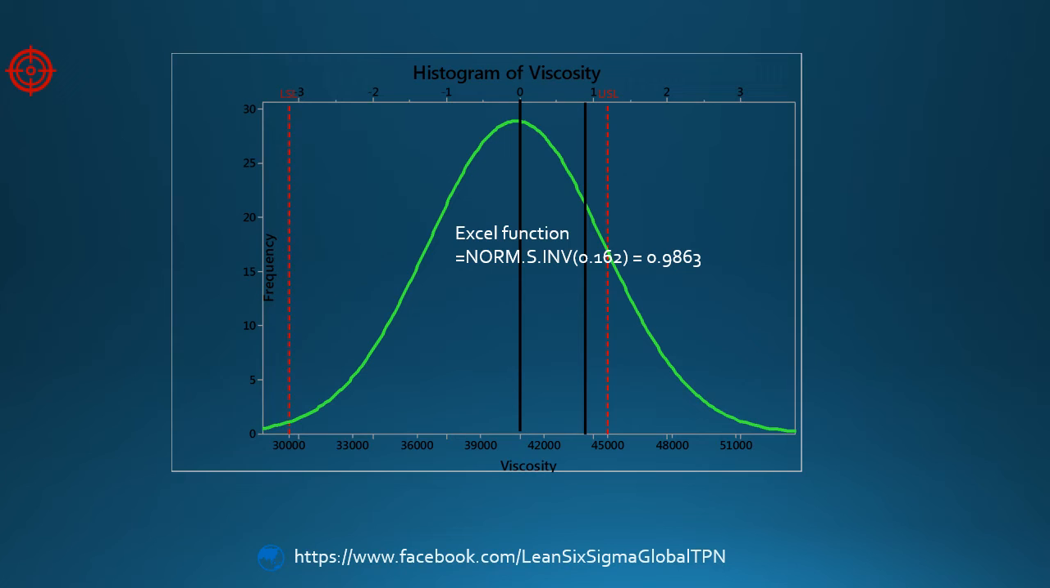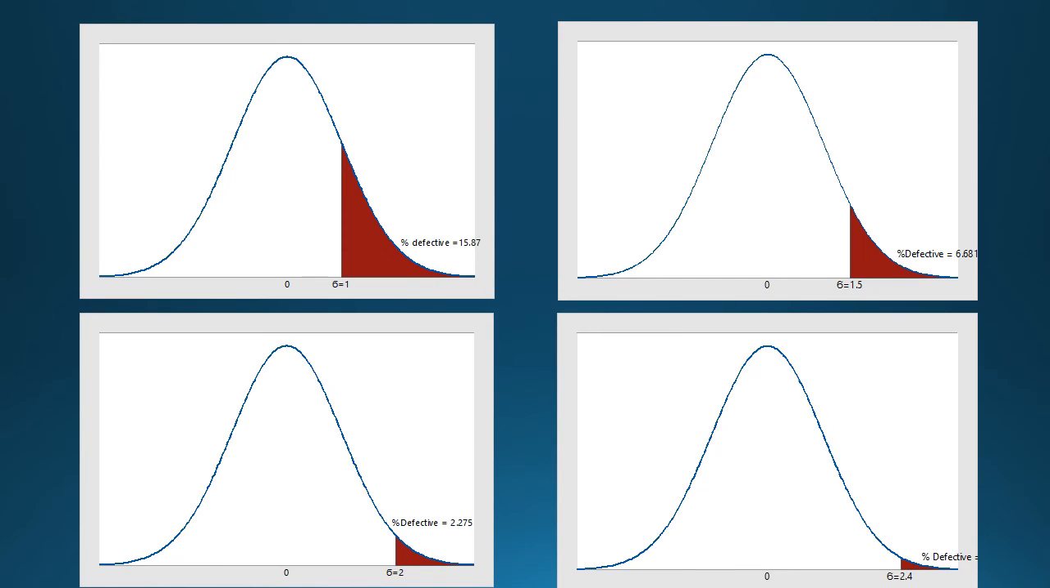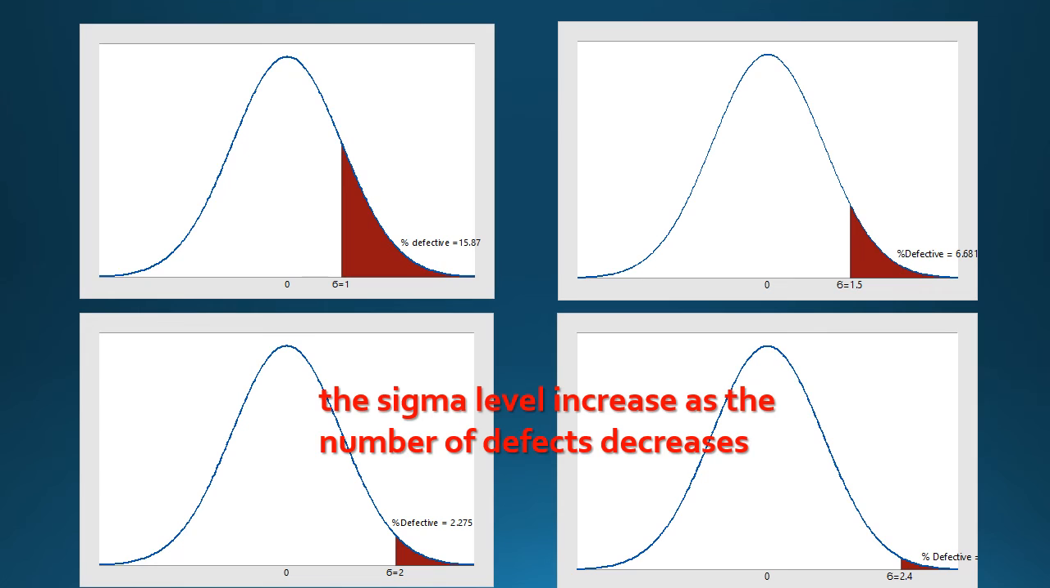We can use Minitab or Excel to compute this for us. In this case, the z-score that corresponds to an error of 0.162 or 16.2% defect is 0.983. This is the sigma level of the process. Notice the sigma level increases as the number of defects decreases. Therefore, a higher sigma level indicates a more capable process.